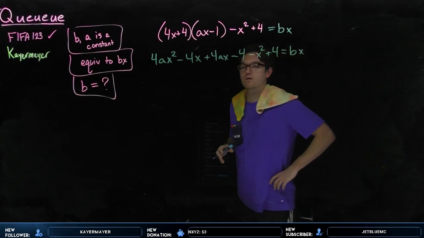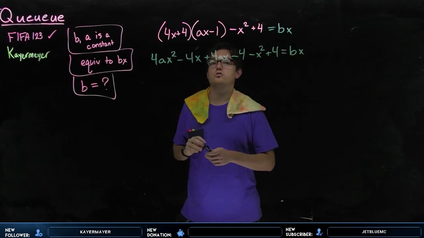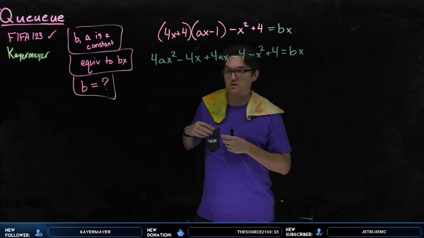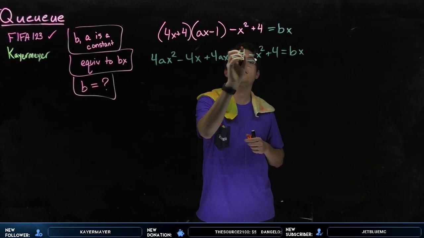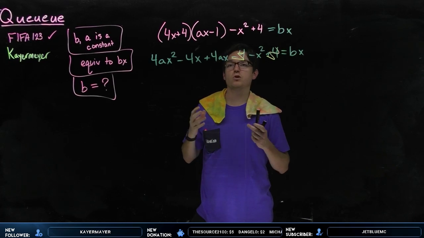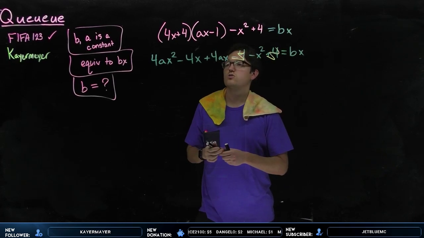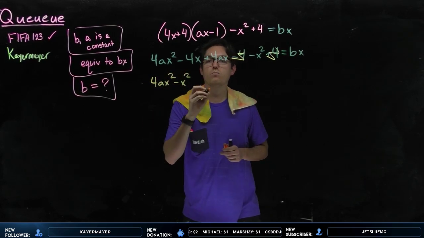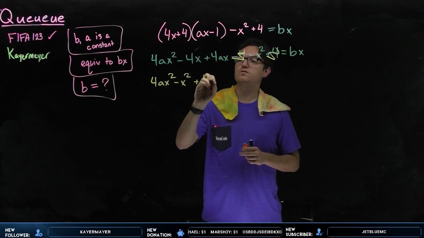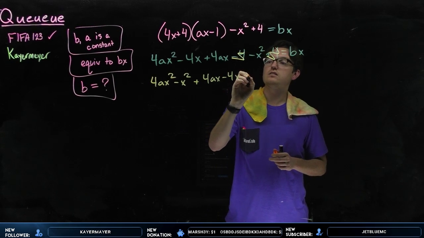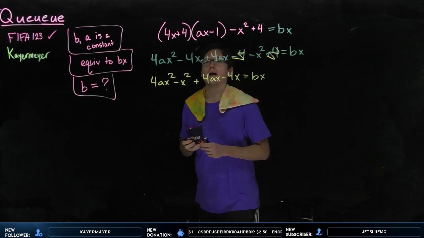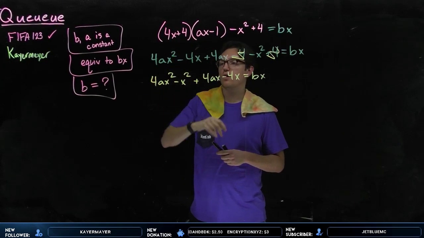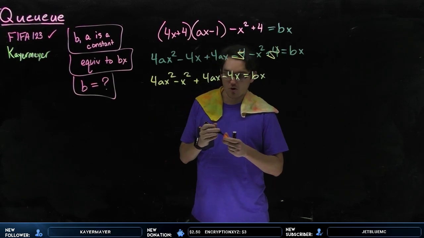All right, we foiled. Let's now simplify and see if anything happens. We have a minus 4 and a plus 4, so those are going to cancel each other out. And the rest of this, I'm going to group the x squared terms and the x terms. So we have 4ax squared minus x squared, plus 4ax minus 4x is equal to bx. I want to just check my foiling went well. We have 4ax squared minus 4x plus 4ax minus 4. Good. Okay.